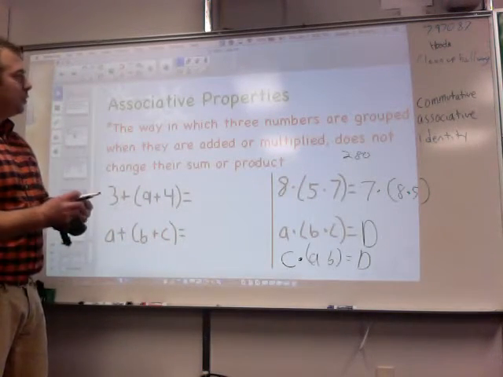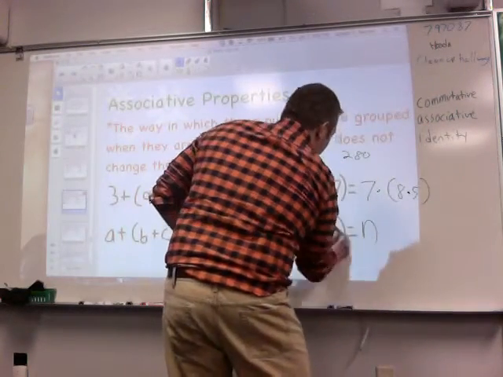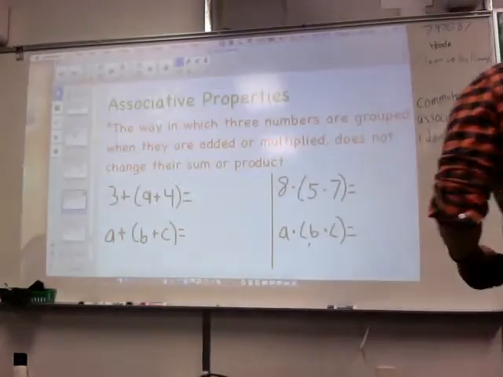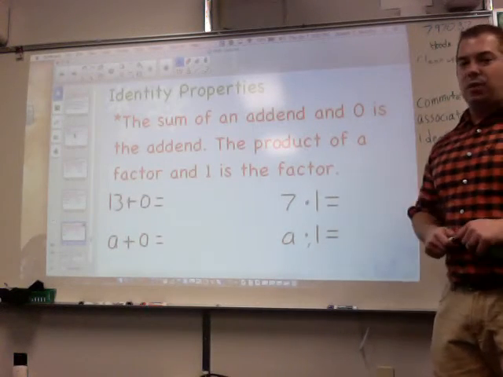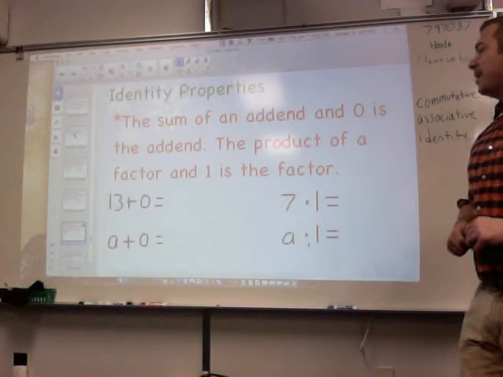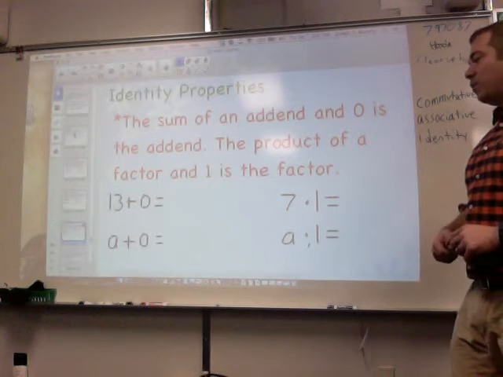That's due to the associative property. All right, we have one more to go over today, and that is the identity property, which is the easiest one, I think. The sum of an addend and 0 is the addend. The product of a factor and 1 is the factor.